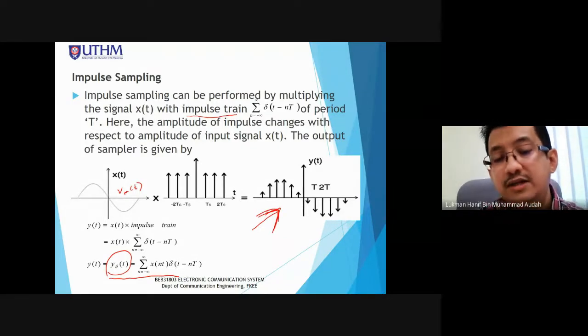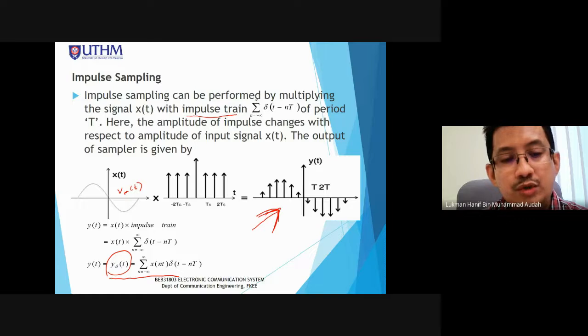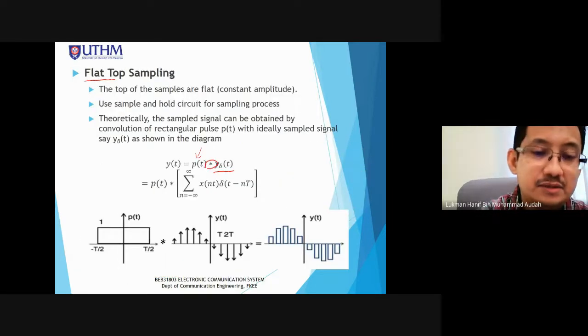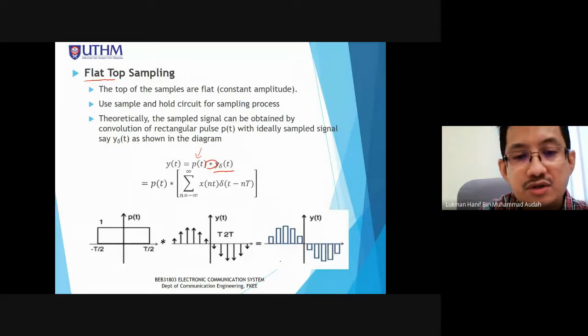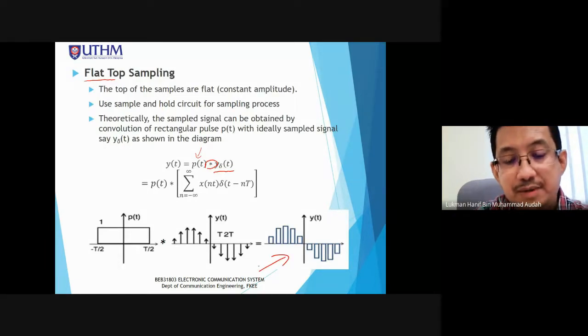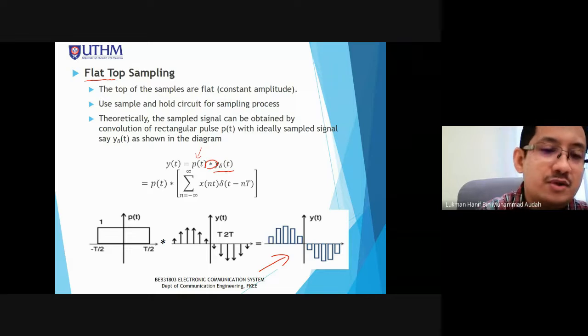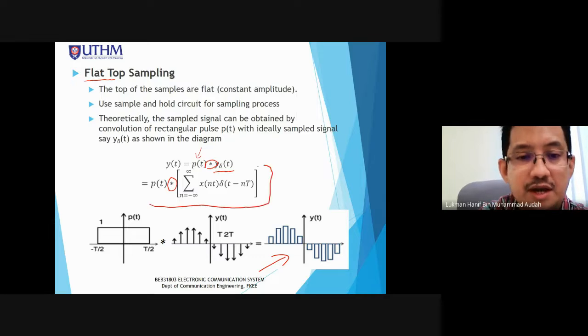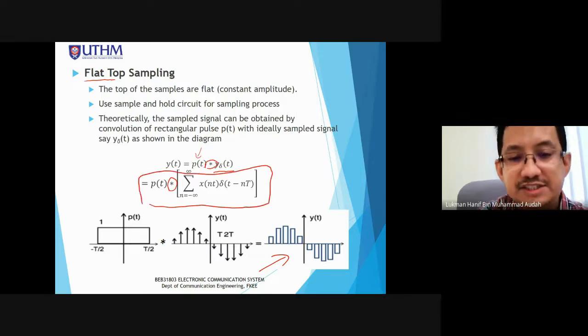So y delta t, after we do the multiplication with the impulse train, then we need to do the convolution in the time domain with the rectangular pulse, okay, so that we can produce flat top sampling at the output. Okay, so ini adalah proses convolution. Okay, macam mana proses convolution ini pernah dipelajari dalam subjek signal and system.